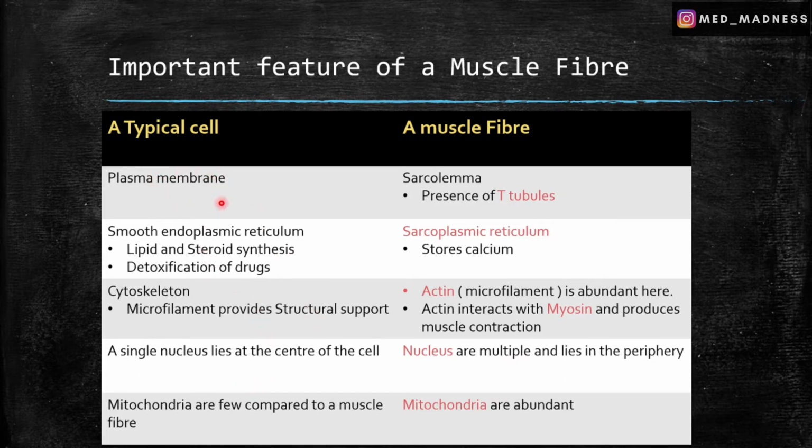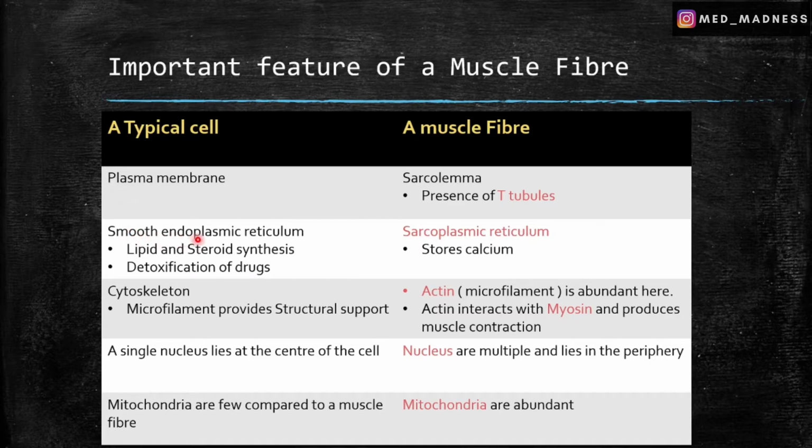The plasma membrane or cell membrane of a typical cell is called the sarcolemma here. The sarcolemma has some invaginations which we call T-tubules. We'll discuss this in a while.